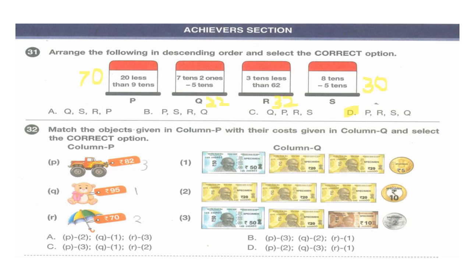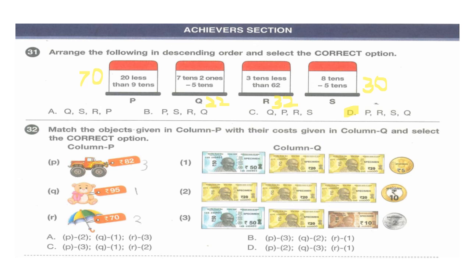Let's find the value of P. 20 less than 9 tenths. So 9 tenths means 90. 20 less than 90 is 70. P equals 70. Q, 7 tenths, 2 ones minus 5 tenths. So what is 7 tenths, 2 ones? 72 minus 5 tenths. What is 5 tenths? 50. 72 minus 50 is equal to 22. The value of Q equals 22.